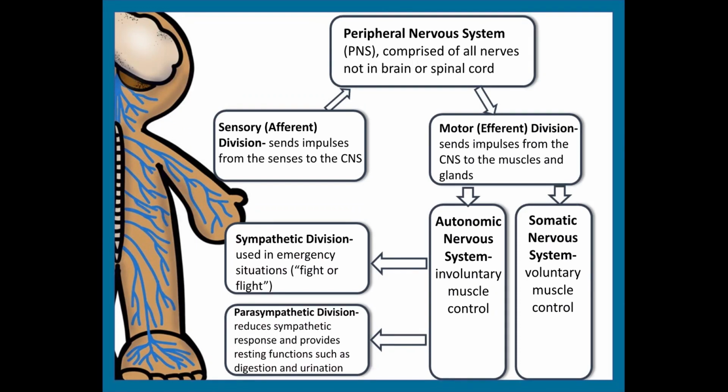And then you have the parasympathetic division, which reduces sympathetic responses, those fight or flight responses, and provides resting functions such as digestion and urination. Those are the functions you do when you're at rest.